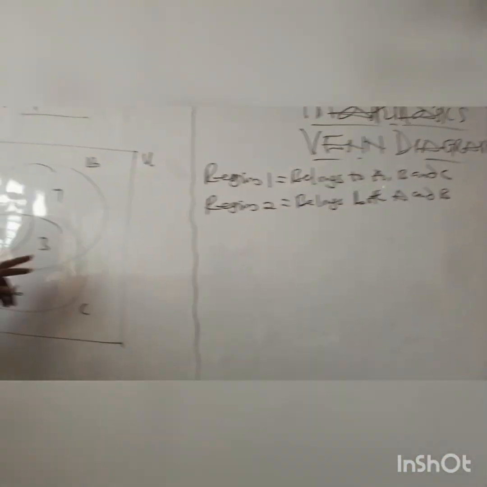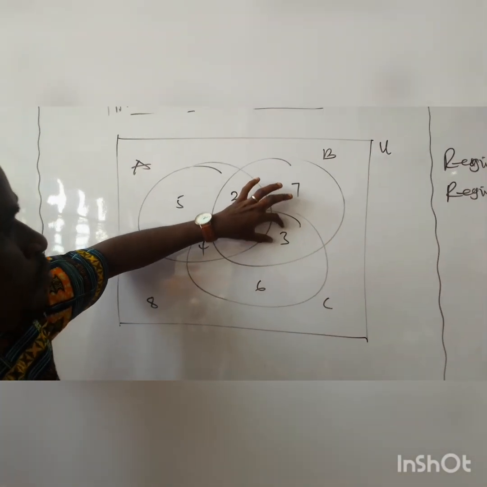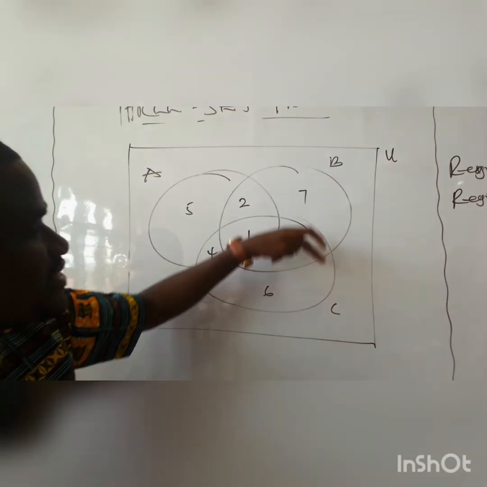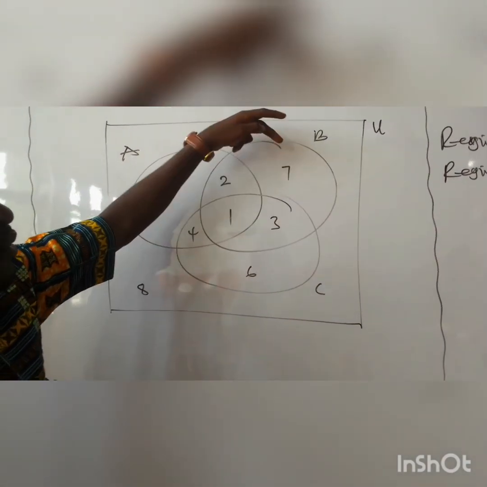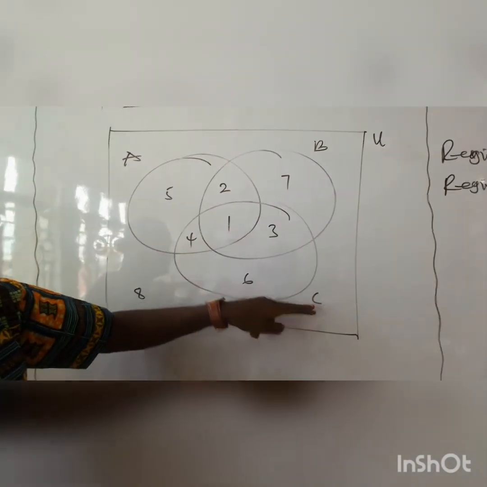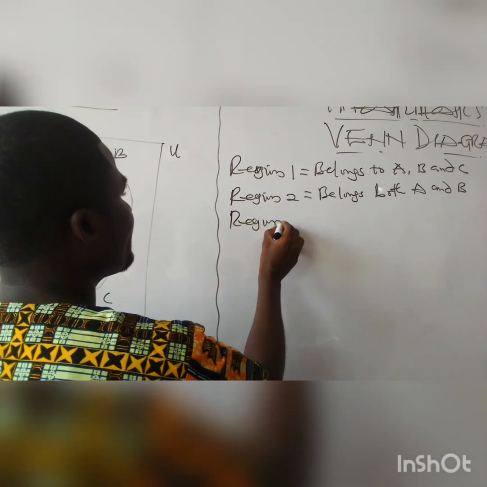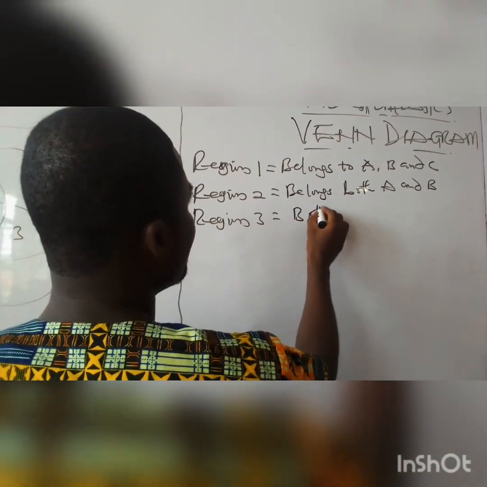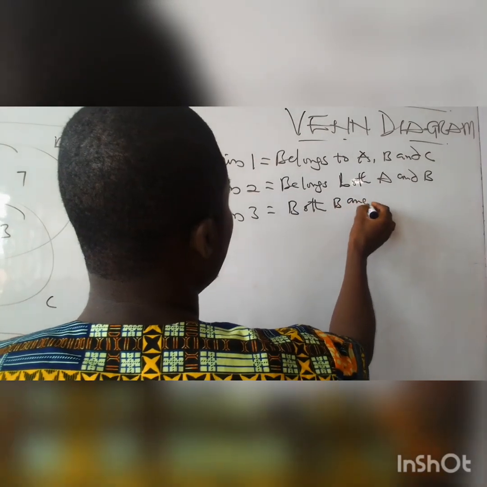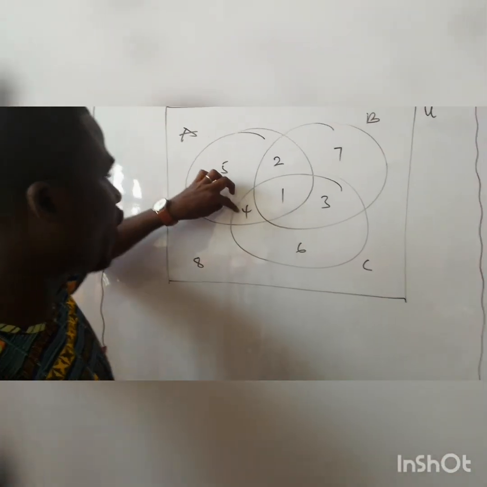Then, region 3, the same thing. Region 3 belongs to both B and C. So, take note. Region 3 belongs to both B and C. Good.